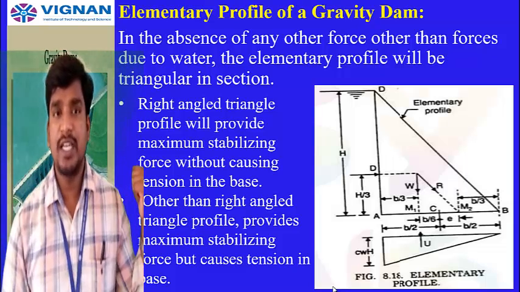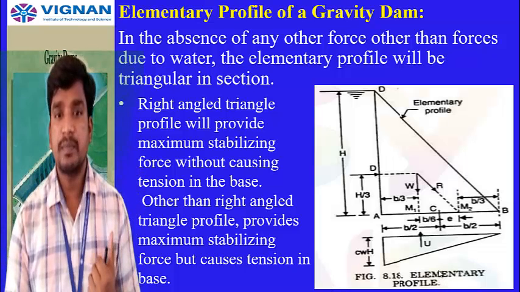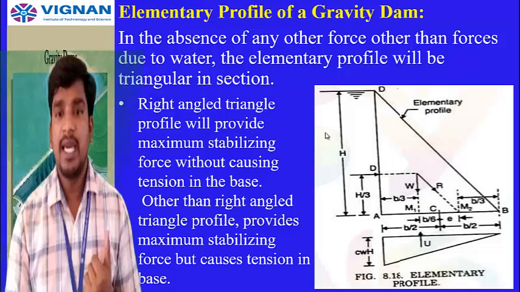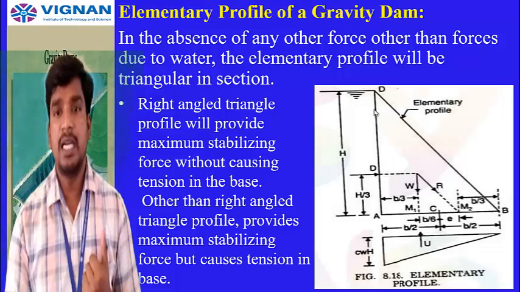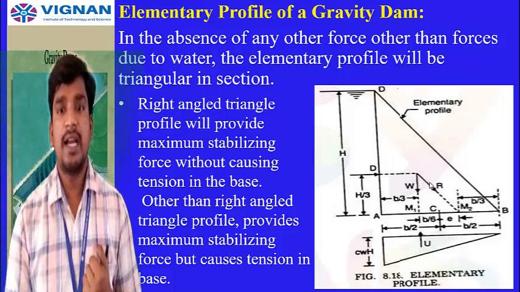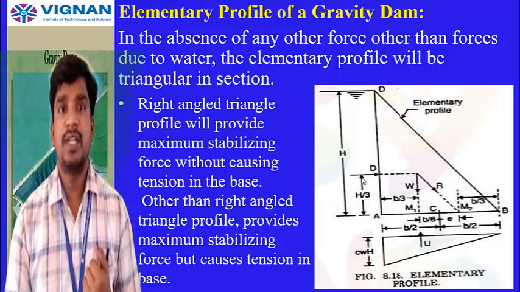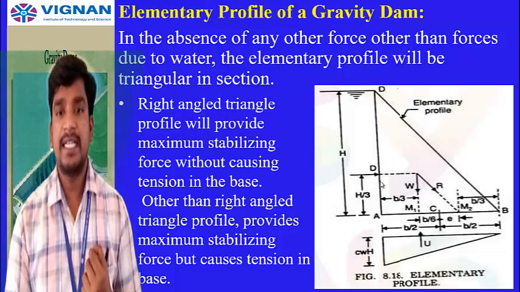In the picture it is shown that the height of the dam is H, capital H, and the base of the dam is b, small b. Here the center is marked at a distance of b by 2, and this is the top of the dam, and this is the elementary profile of the dam, a right angle triangle. Here forces are acting, like the horizontal force acting in this direction at a distance of one third of the height of the dam. So at a distance of H by 3, the horizontal force is acting, which may be considered as water pressure.